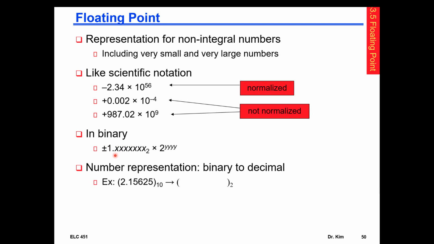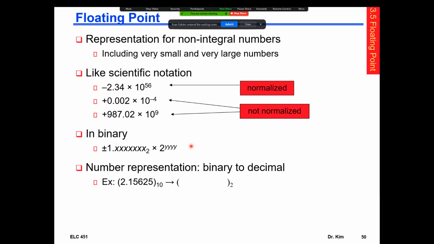Then that number is going to be normalized such that we have a 1 point something, okay, a fraction, and that is going to be in base 2, in binary, and that is going to be multiplied times the base, which is 2, raised to an exponent. And there are some interesting things about the exponent. There is a bias also that we're going to be introducing.